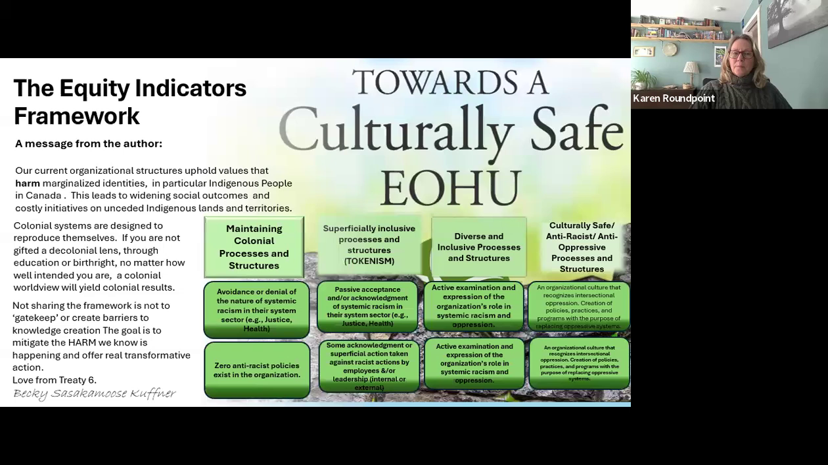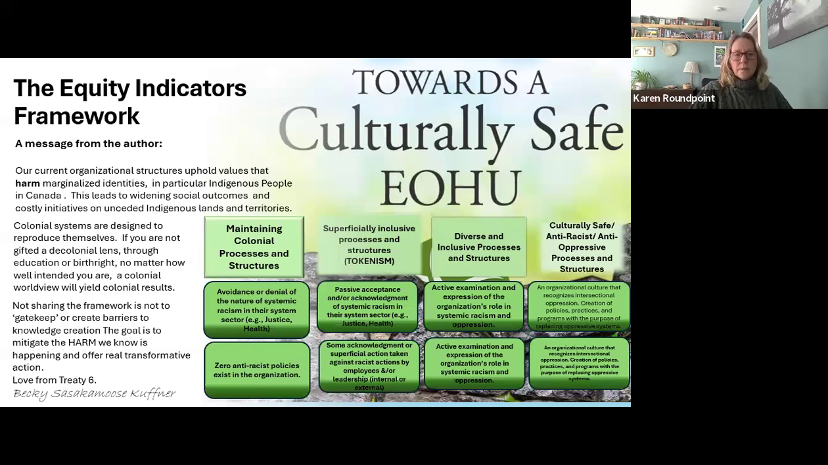So we've been gifted to be able to share a piece of this framework with you. And I want to read the message from one of the authors, as it underlines the importance of why we can't just give out the framework. Our current organizational structures uphold values that harm marginalized identities, in particular Indigenous peoples in Canada. This leads to widening social outcomes and costly initiatives on unceded Indigenous lands and territories. Colonial systems are designed to reproduce themselves.